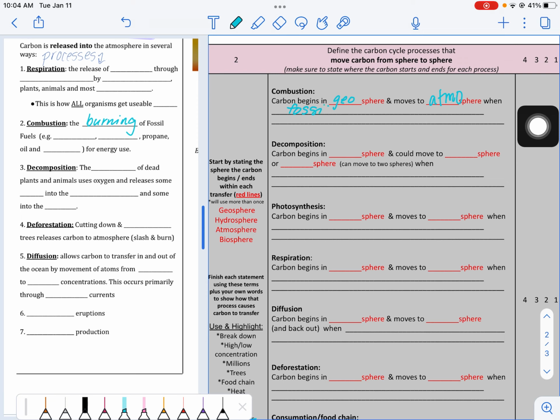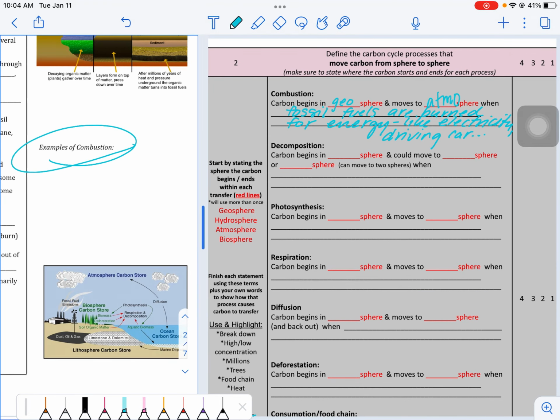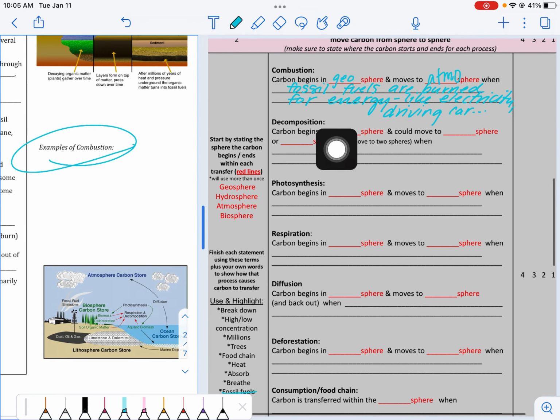We can say fossil fuels are burned for energy, like, and then we can give example, electricity, driving a car. We had a long list of those things. We even listed some right here. Okay, so again, fill in your spheres. You got a definition right here.